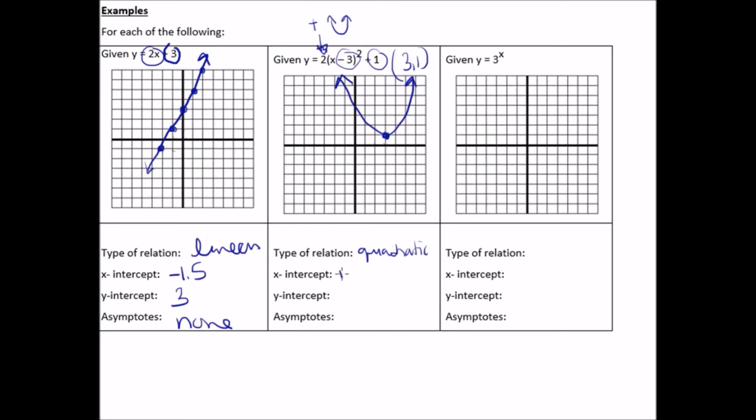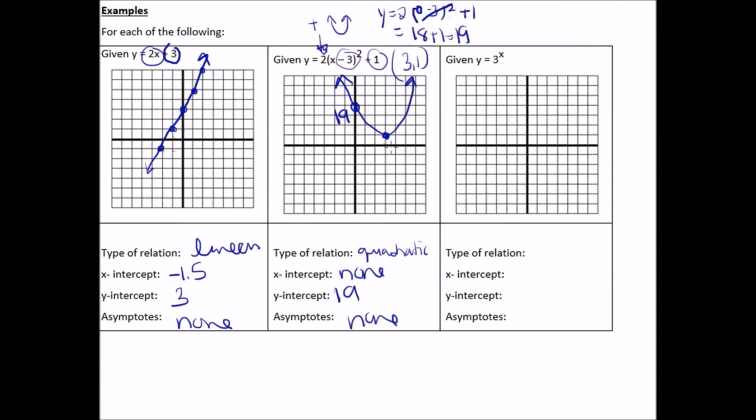Okay? There's no x-intercepts, so none. The y-intercept, I'm just going to do this algebraically. We're going to just sub in 0 for the x in order to find the y-intercept. So negative 3 squared is 9, times 2 is 18, plus 1 is 19. So this point right here would be 19. Okay, and there's no asymptotes because this doesn't exist for a quadratic.